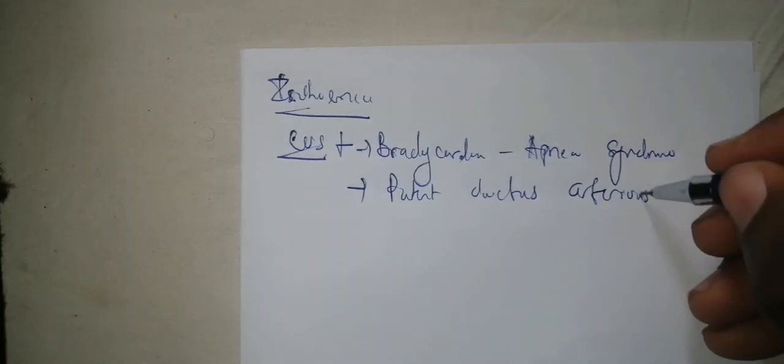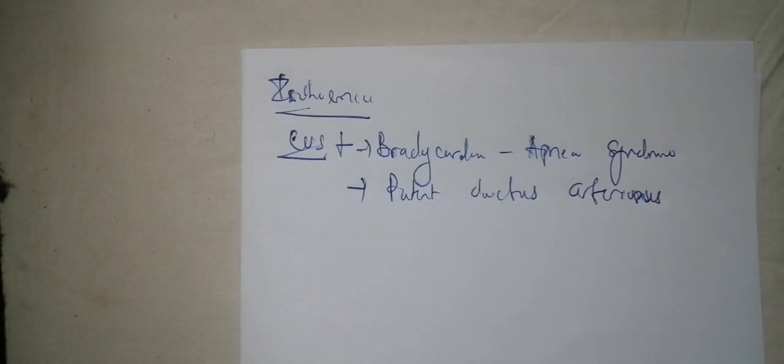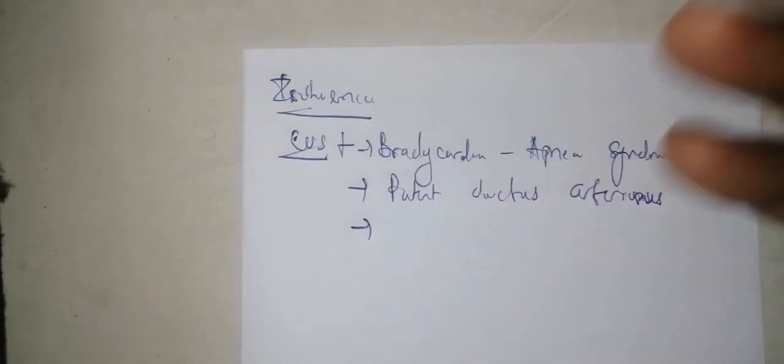Normally, what results in the closure of the patent ductus arteriosus is when the child takes a deep breath. Is it clear? Since the child has not taken a deep breath, there's not going to be closure of that patent ductus arteriosus. So there's going to be a patent ductus arteriosus.